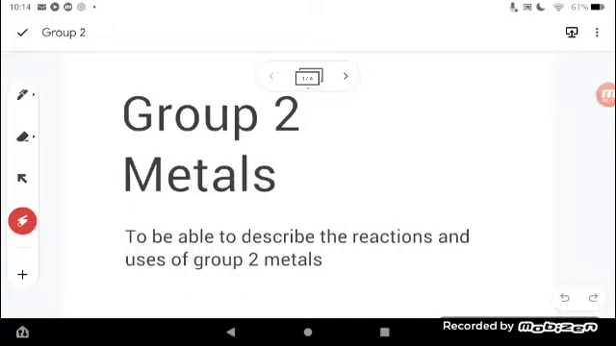This video is going to have a look at group 2 metals. In particular, it's going to look at the reactions and the uses of those metals. Now, when you're looking at group 2 metals, what's really important to understand is how group 1 metals work, because group 2 metals work in a very similar way, just less reactive. And there's a very good reason for this.